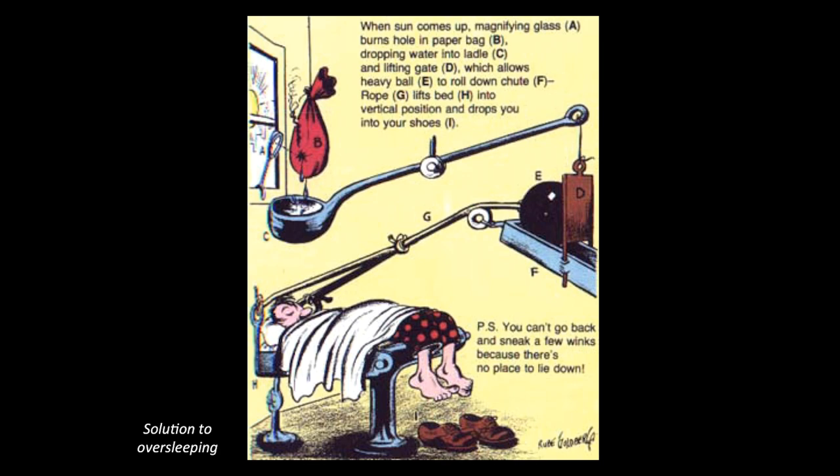So, for example, here's his solution to oversleeping. Let me point out, here's A, and so you go A, B, C, wherever D is. Anyway, D, E, F, G. So when the sun comes up, the magnifying glass A burns a hole in the paper bag, dropping water into the ladle C and lifting the gate D, which allows a heavy ball E to roll down the chute F. The rope G lifts the bed H into vertical position and drops you into your shoes I.